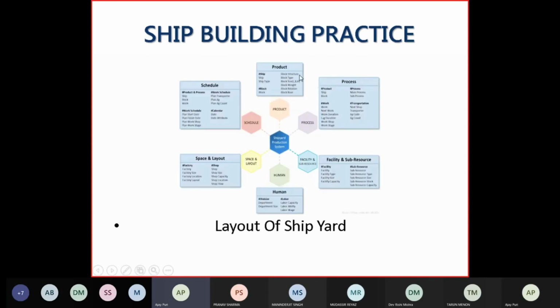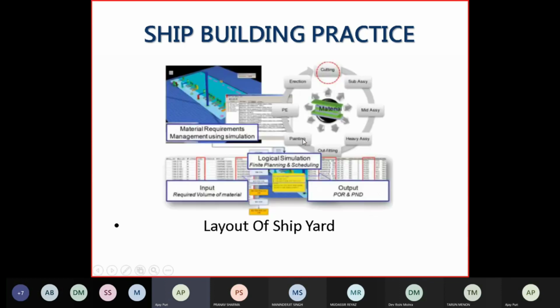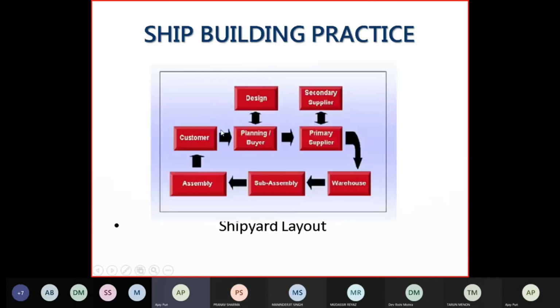So your shipyard will have a product, a process, facility and resource, human labor, space and layout, and a schedule for how to do the work. So the material requirement: you will have the cutting, sub assembly, middle assembly, heavy assembly, outfitting, painting, and the erection, pre-erection, erection, and then launching and all. So these are all the requirements. You can do your simulation on your computers for that.